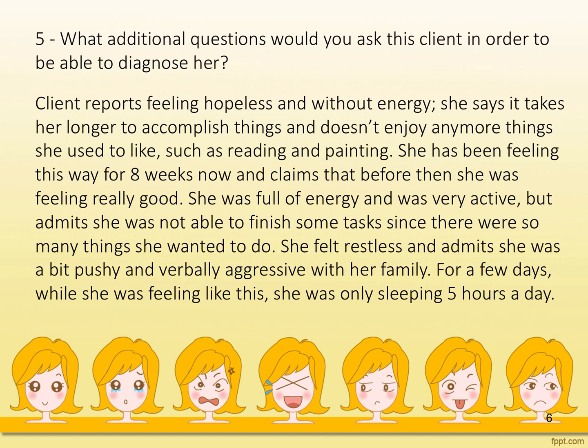But she admits she was not able to finish some tasks since there were so many things she wanted to do. That indicates distractibility. She felt restless. That's another of the criteria. And she admits she was a bit pushy and verbally aggressive with her family. This indicates irritated mood. For a few days, while she was feeling like this, she was only sleeping 5 hours a day. That's another of the criteria, lower need for sleep.